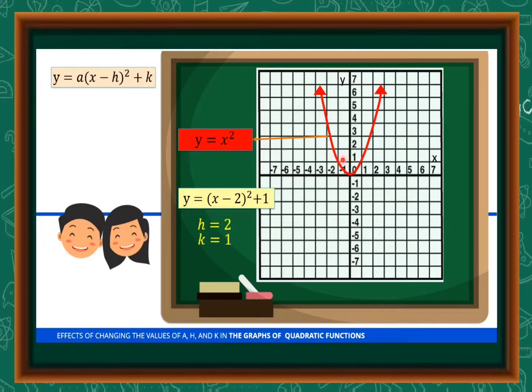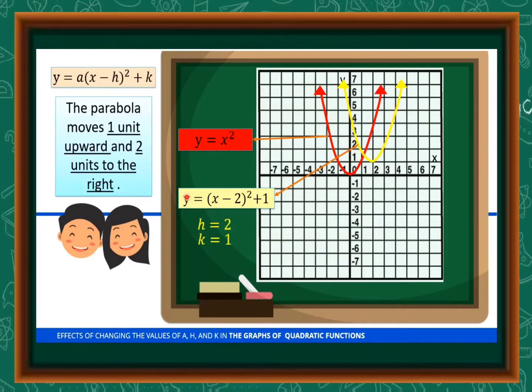Now, yung movements natin to the left or to the right at saka upward or downward. So, tingnan natin. Ito ang ating magiging graph. Since k is positive 1, move tayo upward ng isang unit. And since h is positive 2, move tayo to the right ng 2 units. Ulit, so we have k, 1 upward, and then 2 units to the right since h is positive 2. Ito na yung graph ng ating quadratic function. So, ang parabola natin ay nag-move 1 unit upward and 2 units to the right.